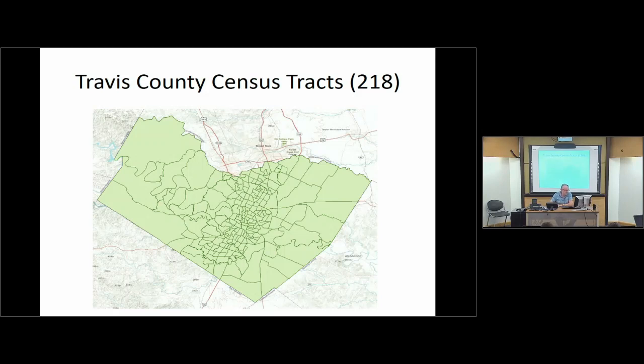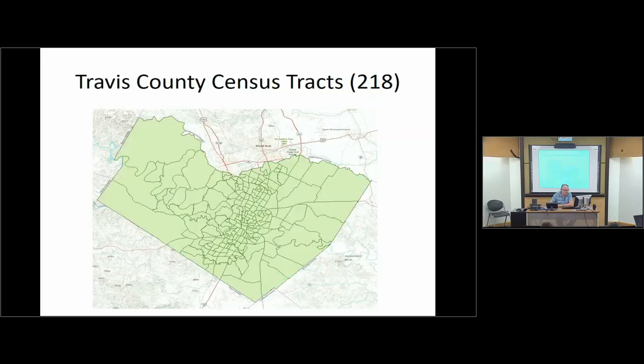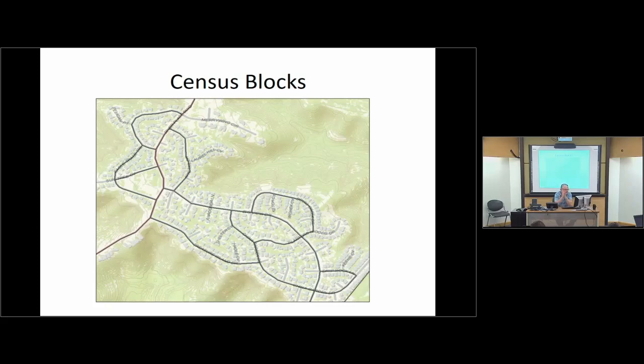So here are the census tracts in Travis County, and then here are the census blocks. We go from 218 census tracts to 15,922 blocks. So there are an average of 73 blocks in each tract. And here's an example of what a census block looks like. Each of these black ringed areas is a block.